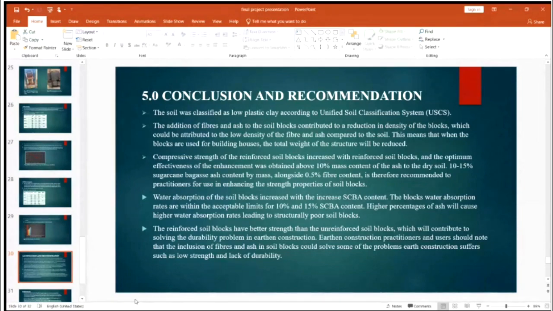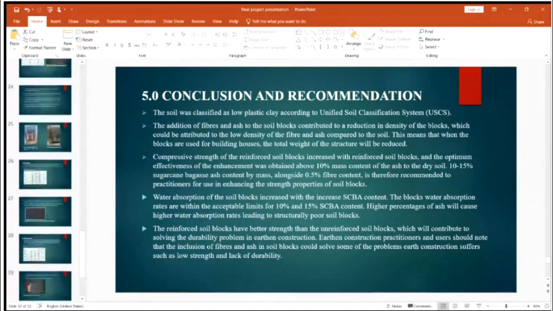Did you do a whole panel, or just the blocks? You tested a wall? We did just the blocks. Just the blocks? Yes. What kind of strength did you get?